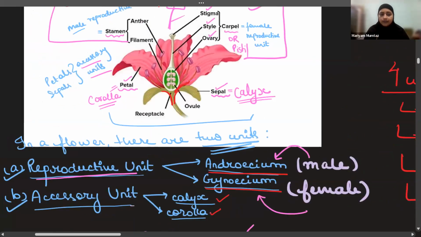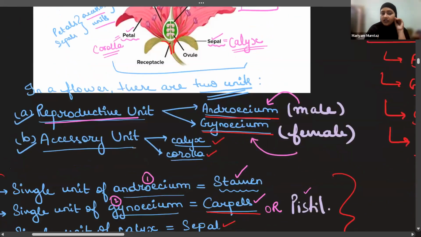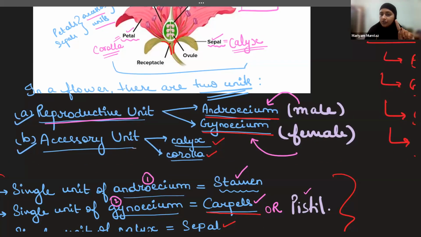So the reproductive units of a flower are androecium, which is the male unit, and gynoecium, which is the female unit. Then the accessory units are calyx and corolla.